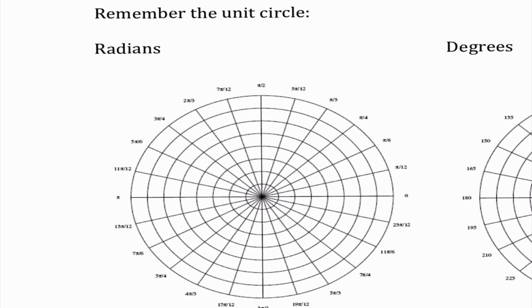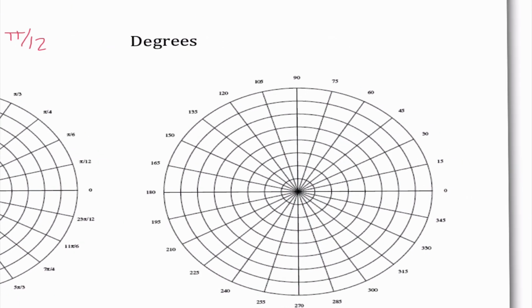So with radians, I just want to remind us that each line is equal to pi over 12. So we know pi, once again, means a semicircle. So 1/12 of a semicircle is each line. Okay, and today we're going to be graphing on polar graphs.